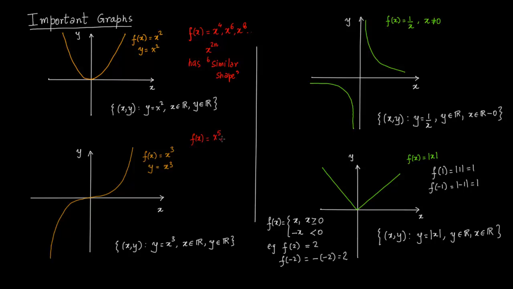Similarly, x⁵, x⁷, x⁹, all these graphs of f(x), all of them look like f(x) = x³. It's not the same, but it looks similar. So for odd numbers we write x raised to the power 2n + 1. So they have a similar shape.